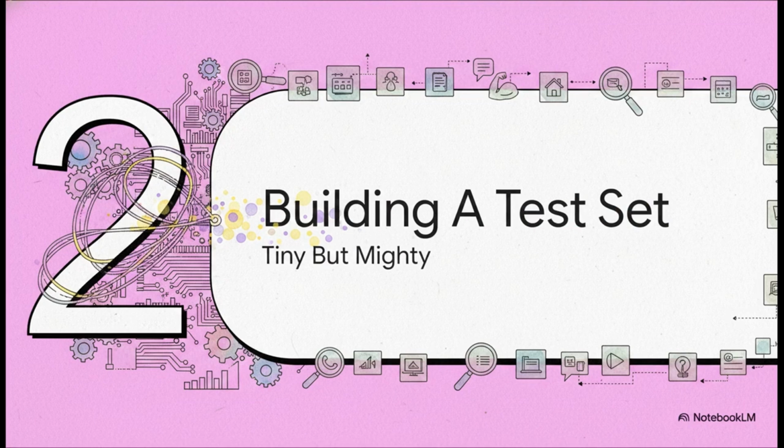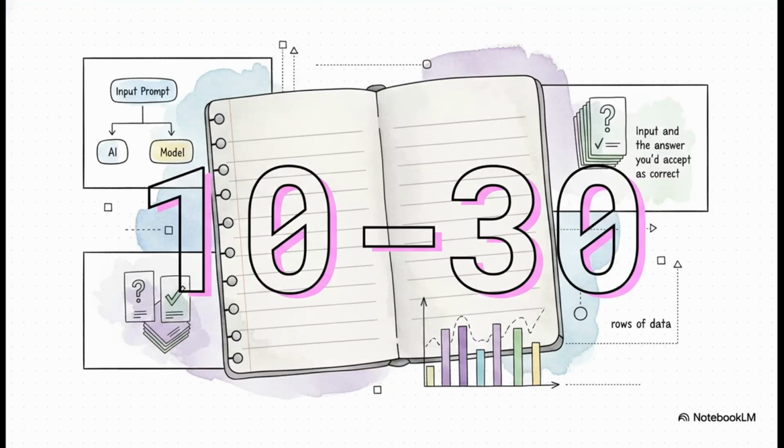So, what do we do? Let's move into section 2, building a test set. Tiny but mighty. You absolutely need a test set. And the good news, it doesn't have to be massive. We're talking just 10 to 30 examples. That's it. For each one, you just need an input, and the exact answer you'd accept as correct.